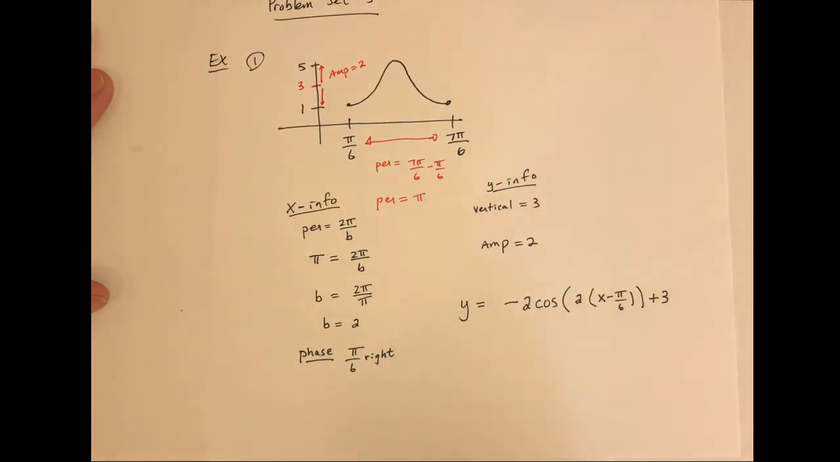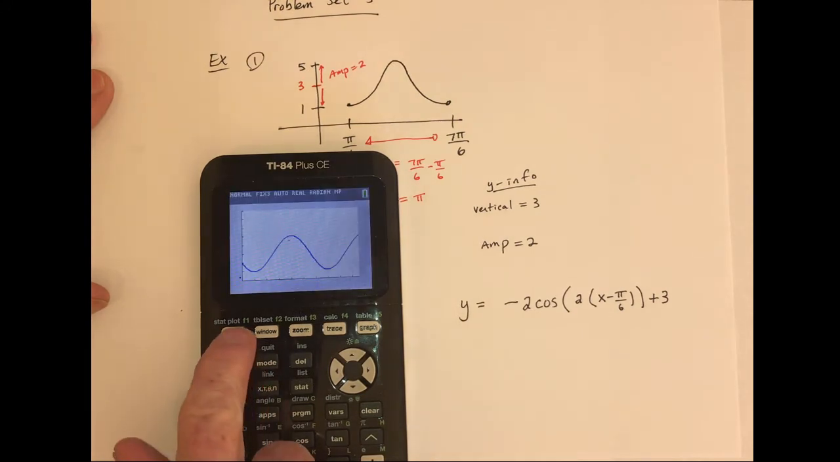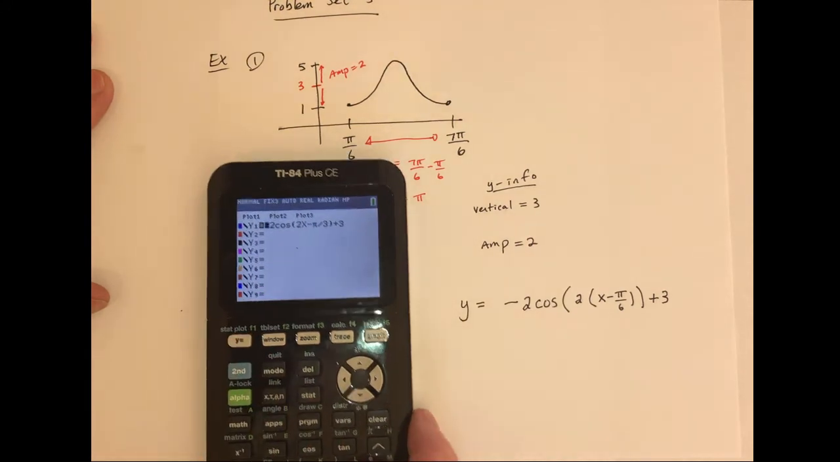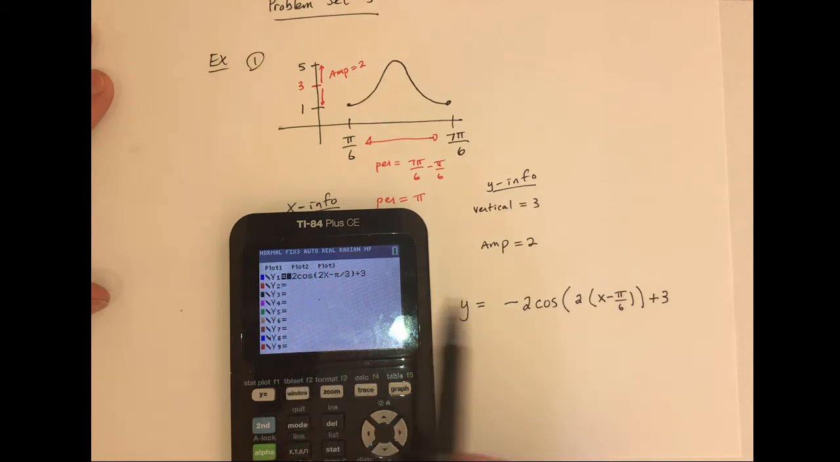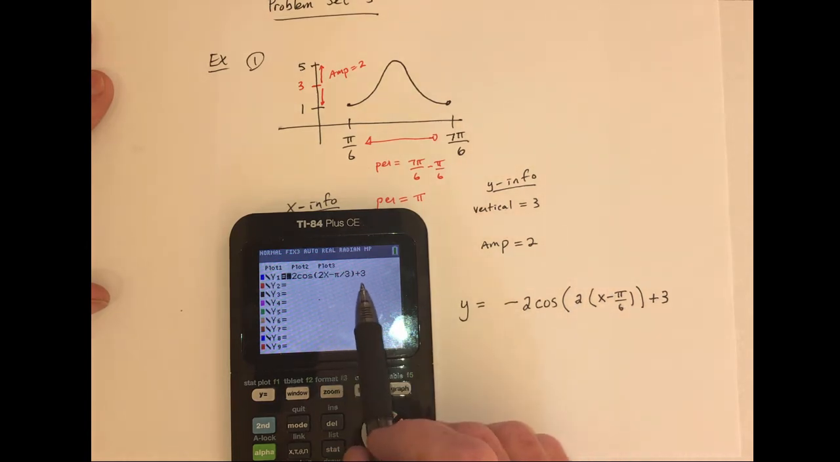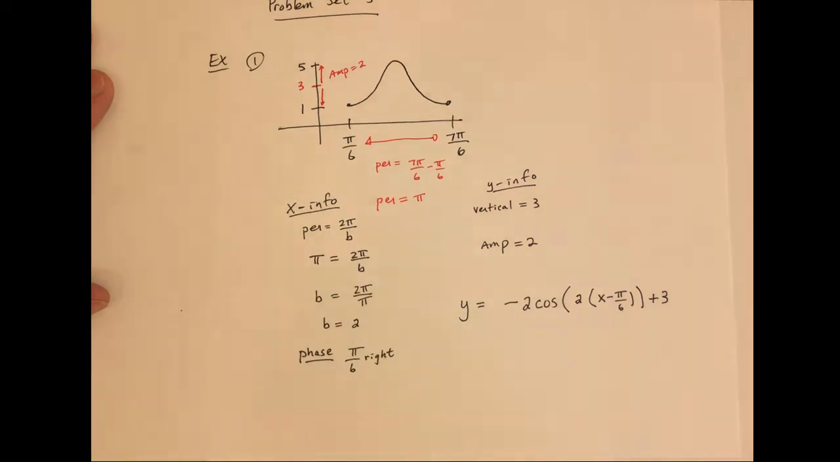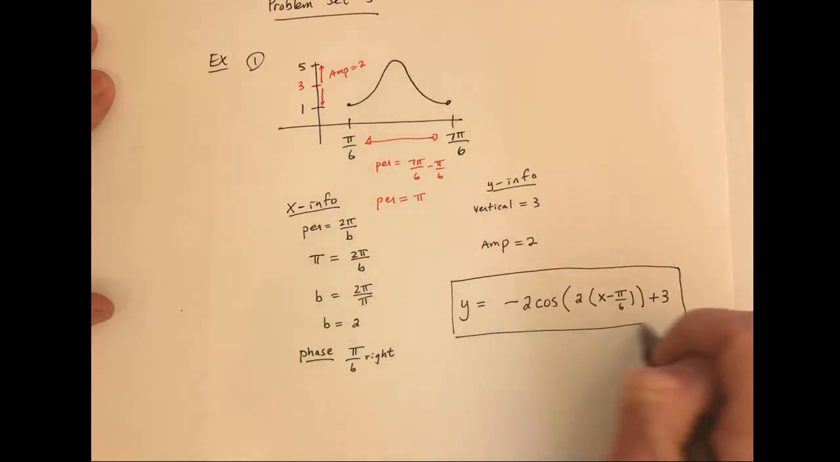And then let's see if I got it right. So of course I typed the function in first, and the function I used, -2, and then right here, if you multiply this out, that'll be 2x, and 2 pi over 6 becomes pi over 3, and then plus 3. So this one is correct. So far I have 100%.